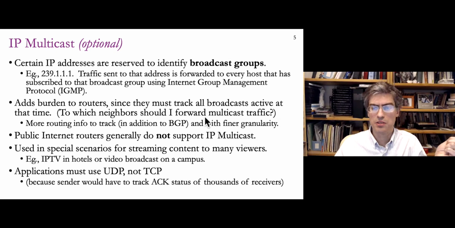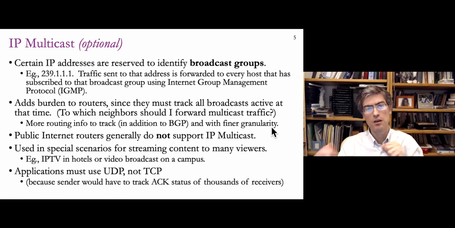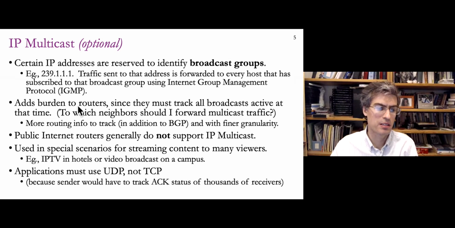This is kind of like adding a layer of routing control to the routers in addition to what BGP is already doing, but with even more fine granularity, because individual hosts, like individual clients, will perhaps join and leave these broadcast groups frequently as they tune into a video broadcast and leave it. That adds a lot of burden to the routers, and for this reason, public internet routers that are handling tons of traffic with tens of thousands, if not hundreds of thousands, of flows don't generally support IP multicast. This is optional. It wasn't part of the original IPv4 specification. So on the public internet, we don't have multicast.